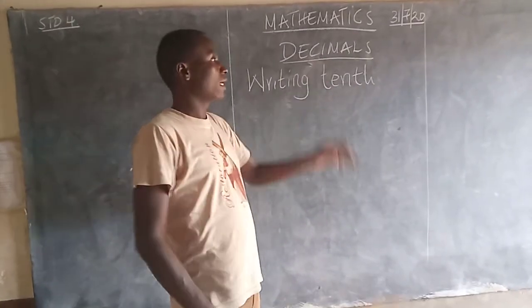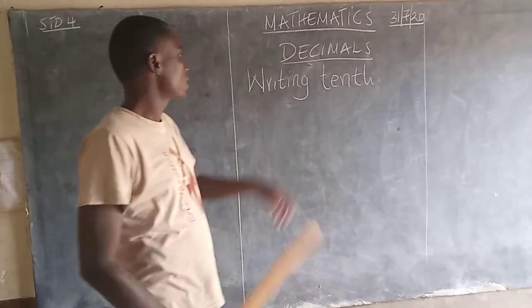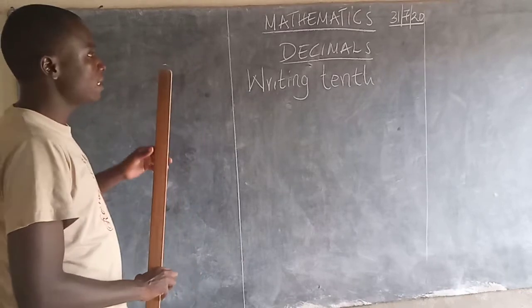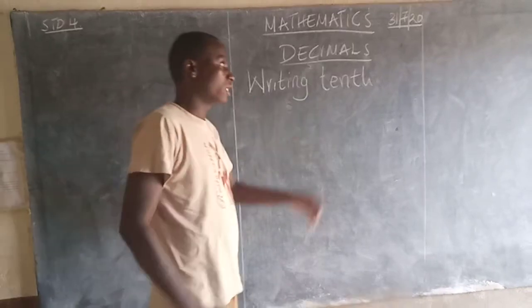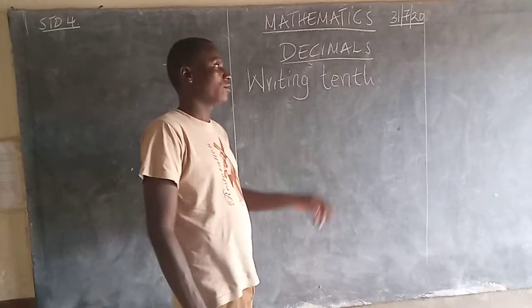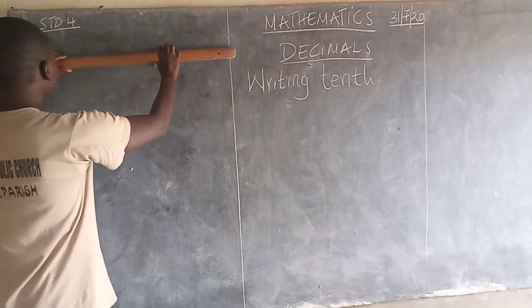We are going to look at decimals and writing tenths. To start with, we want to demonstrate how to come up with tenths, and we write in fraction, and then from there we have to write it in decimal notation. First of all, we need to have a figure.